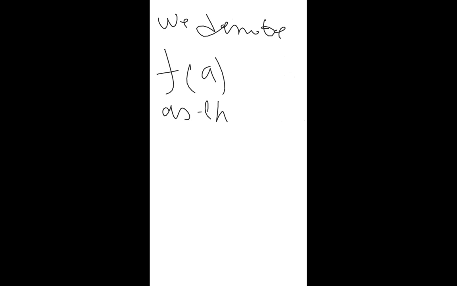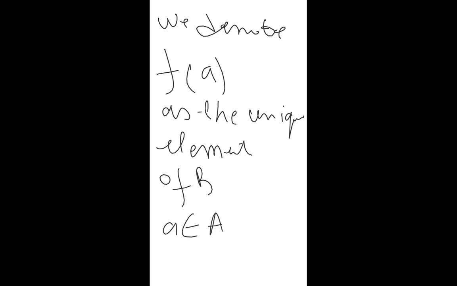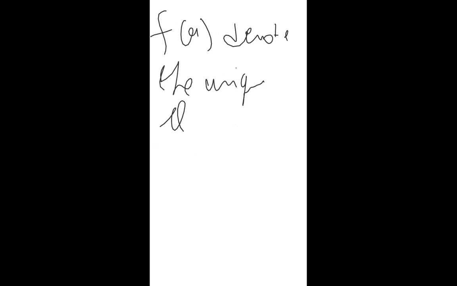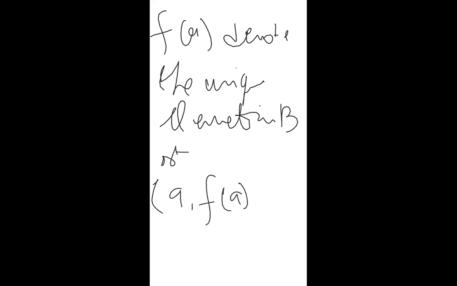Then we denote F of A as the unique element that the rule of assignment of F assigns to A in A. And it's called the value of F at A. So F of A denotes the unique B, the unique element in B, such that A, F of A, is in R. And this is the rule of assignment that determines F.